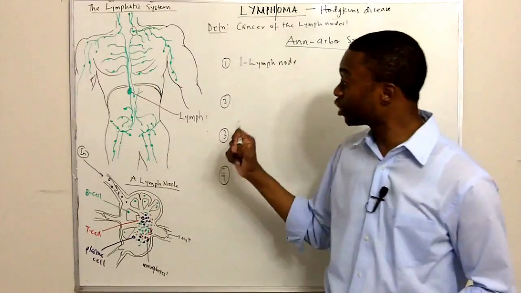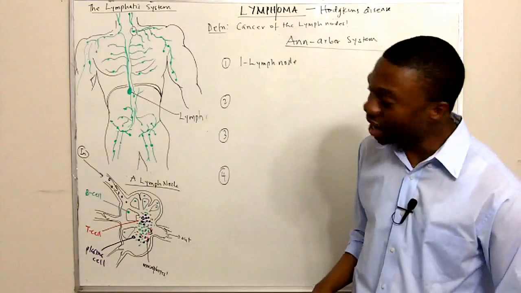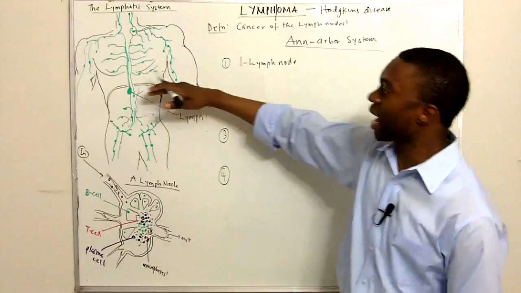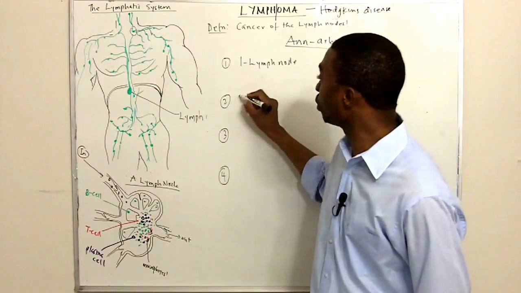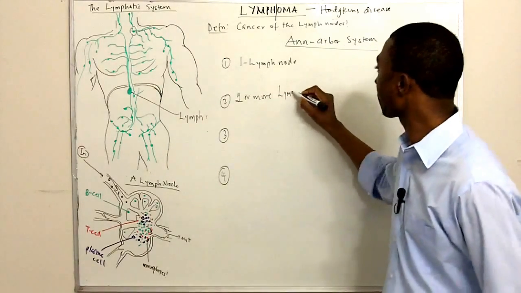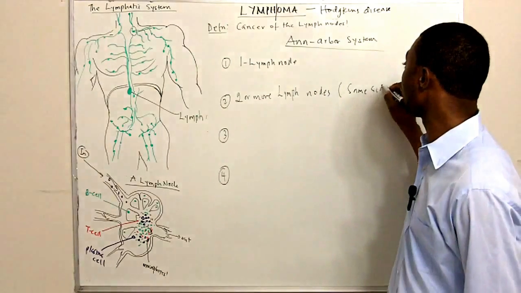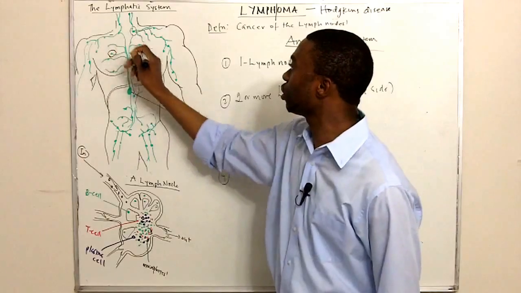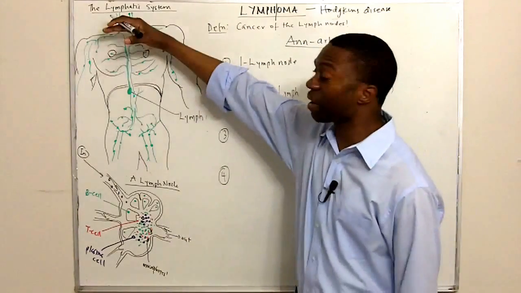Guess what stage 2 would be? Stage 2 is just 2 or more lymph nodes, but they have to be on the same side of the body. So remember, I'm using the diaphragm to slice our body into 2. So stage 2, you have 2 or more lymph nodes, but they have to be on the same side of the body. So both of them have to be above the diaphragm. Let's say I found 1, 2, and 3. That will make it a stage 2 because all of them are above the diaphragm.